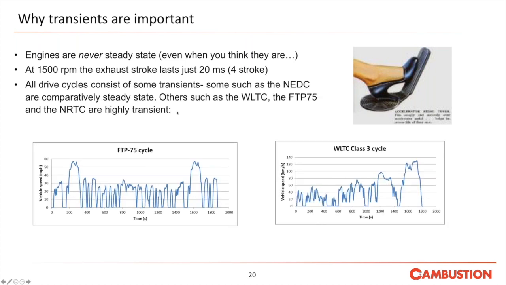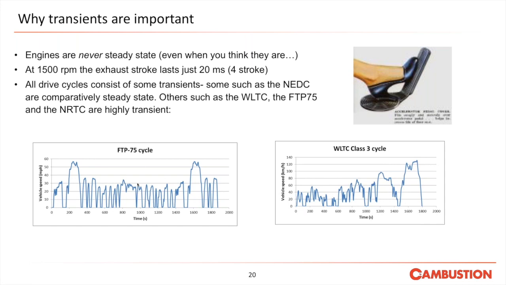All modern drive cycles consist of some transients, even the NEDC did, although that was comparatively steady state, drawn by a bureaucrat. The American FTP 75 is highly transient and based on a real drive. And the WLTC, although written up by officials, is actually designed to mimic real-world driving. And also you've got the non-road transient cycle.